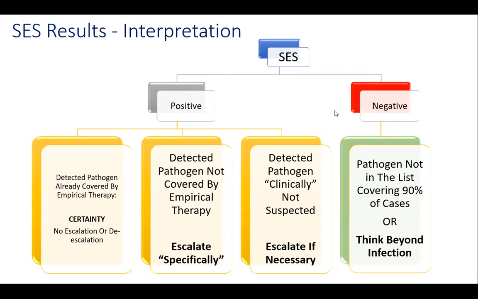Well, when the result is completely negative, think beyond infection. We have seen cases where people were treated for HSV for a month. When we said no, it was not HSV, the patient came back after 3 months. There was a tumor found in the same place where the first MRI lesion was seen. So looking for other things beyond infection is also important.